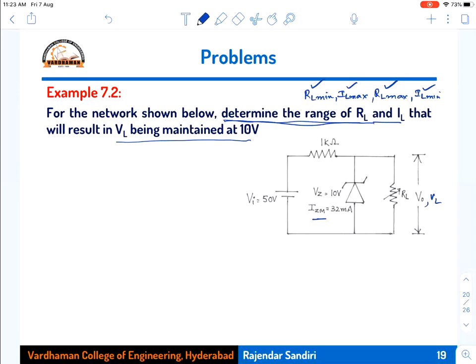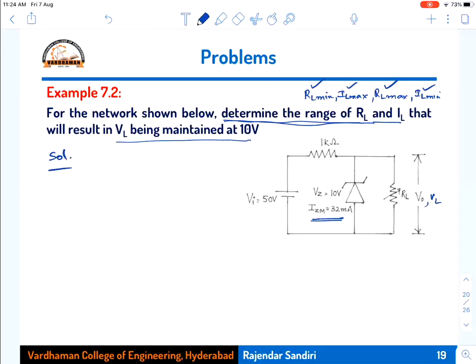Now the value IZM will be given in this case, because the maximum current that will be flowing in the diode when it is on will be given. Otherwise, if IR we don't know, IL we don't know, and IZ is also not given, then we will not be able to calculate. Therefore, definitely the IZM value will be given for calculating RL minimum and RL maximum. Then only we will be able to calculate IR, IL, and all those things.